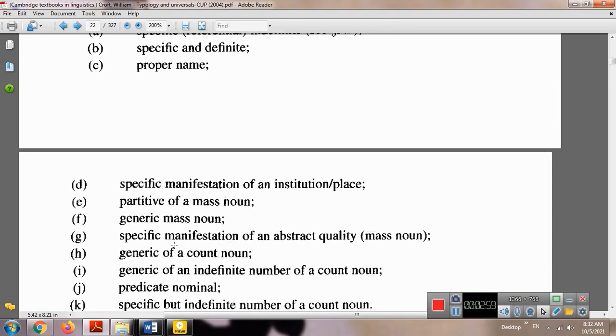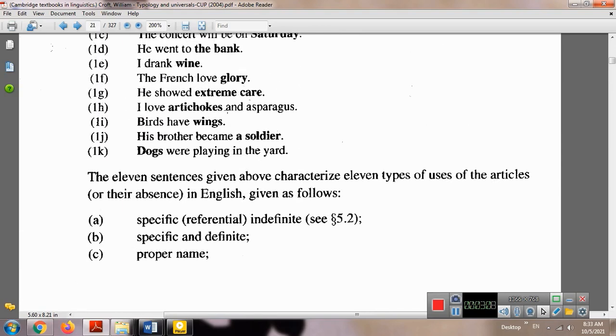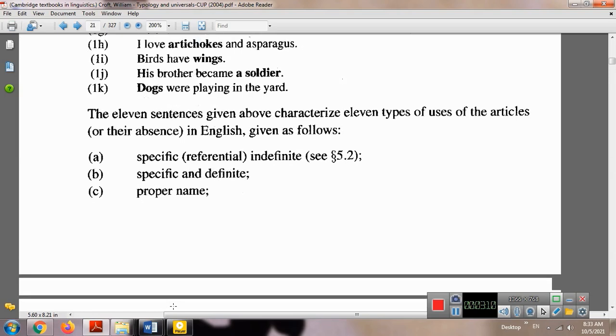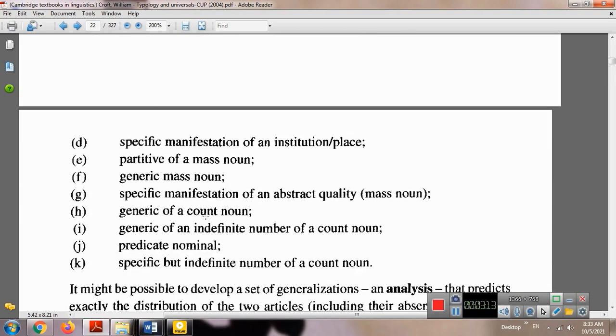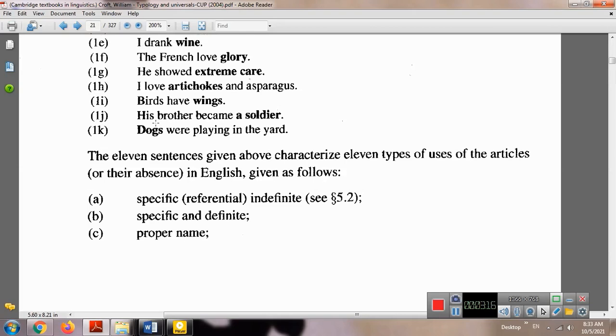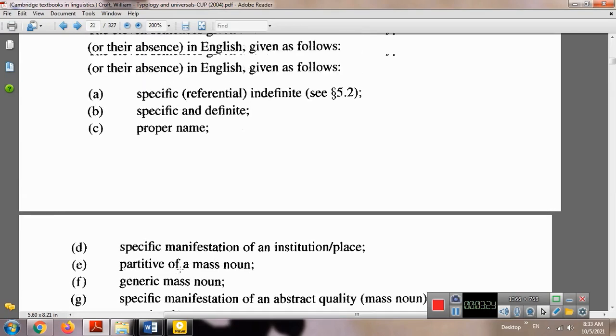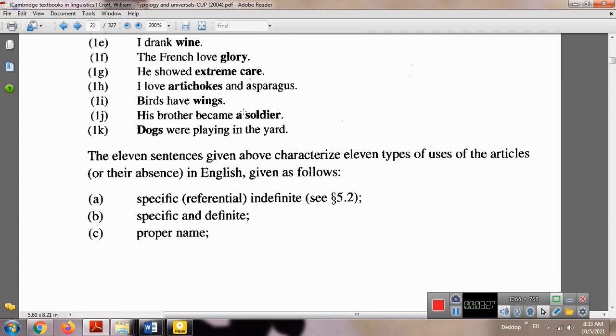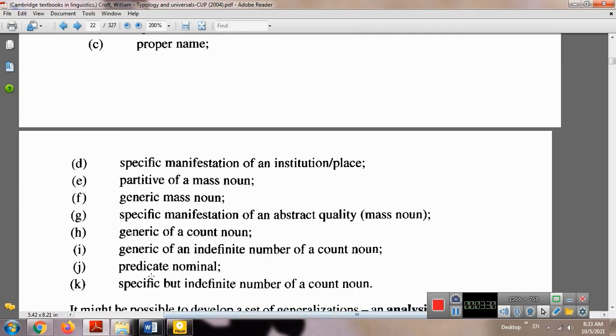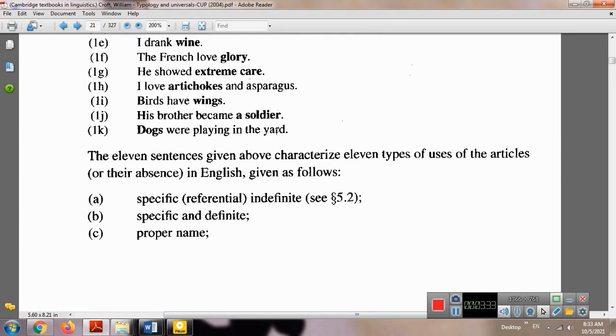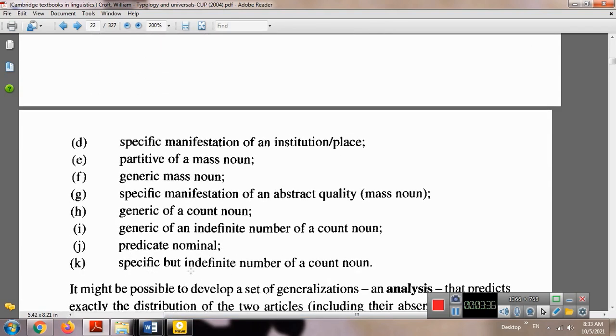Okay, here we told you about extreme care, while glory was the generic mass noun. H, artichokes, which is generic of a count noun. Birds have wings. Here wings is generic of an indefinite number of a count noun. A soldier is a predicate nominal. In dogs, here is specific but indefinite number of a count noun.